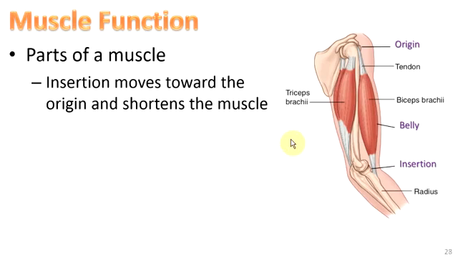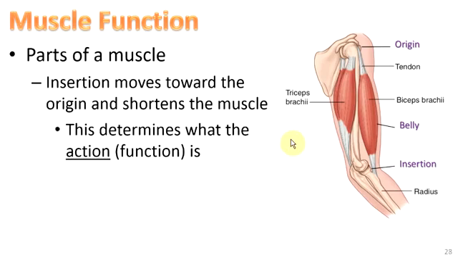Okay, so when you're thinking about what we call the action of a muscle, which is the movement, the function of the muscle, all you have to know is that a muscle can only shorten. When a muscle shortens, it brings point A to point B. So it's bringing the insertion closer toward the origin. And so you can imagine what that does.